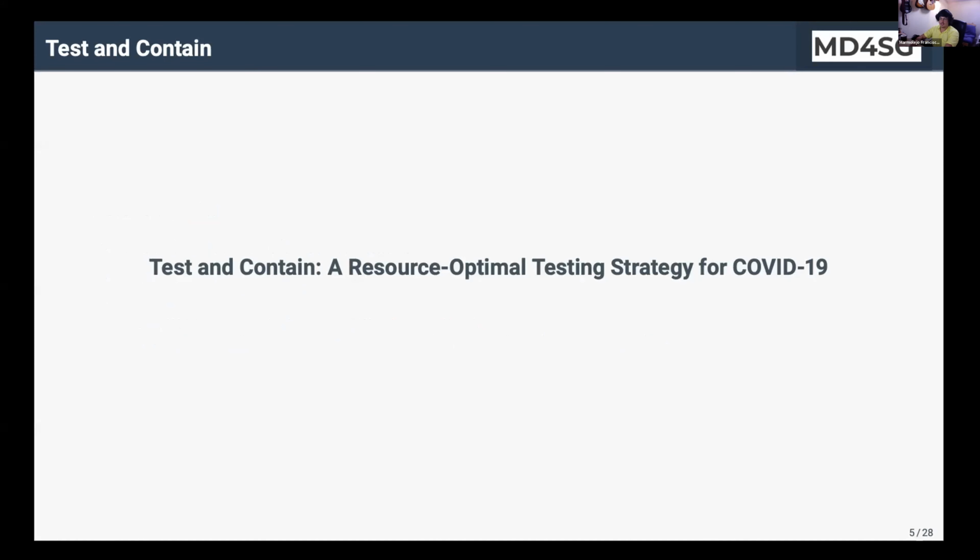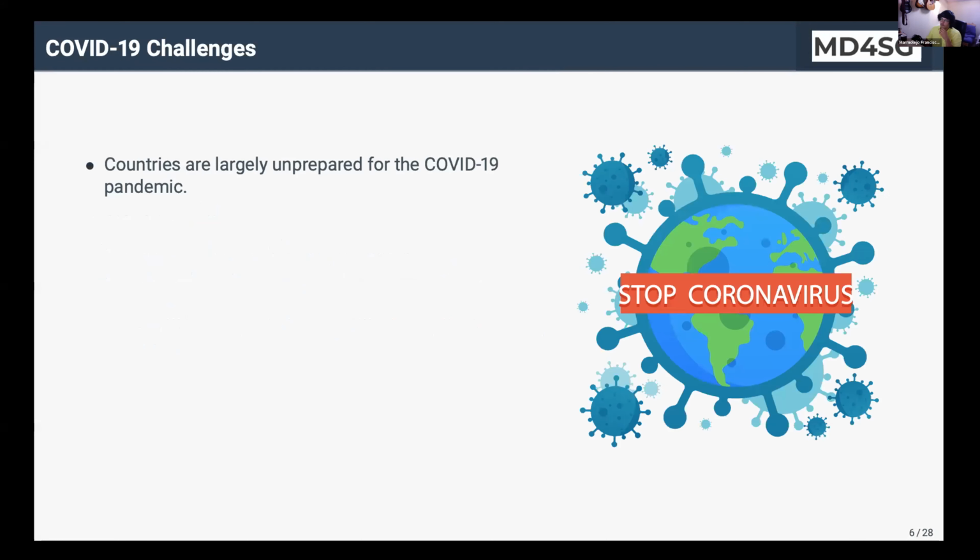the project at hand is that of Test and Contain, which is a resource optimal testing strategy for COVID-19. And so we see multiple challenges with COVID-19, mainly that countries have been largely unprepared for the pandemic. And in a perfect world, we would be able to test everyone, and we'd be able to know perfectly who has the virus, who doesn't have the virus, and consequently, we'd be able to isolate those individuals and the virus would be gone.